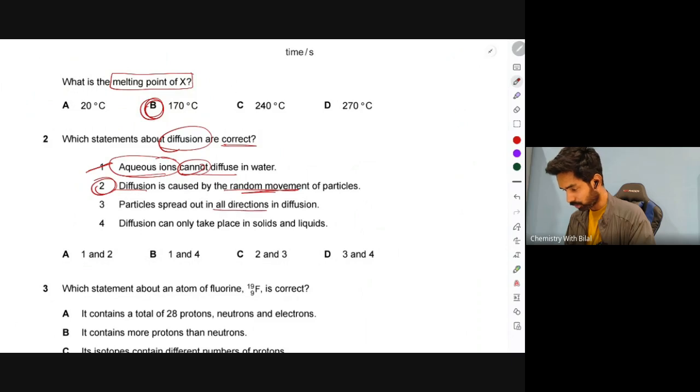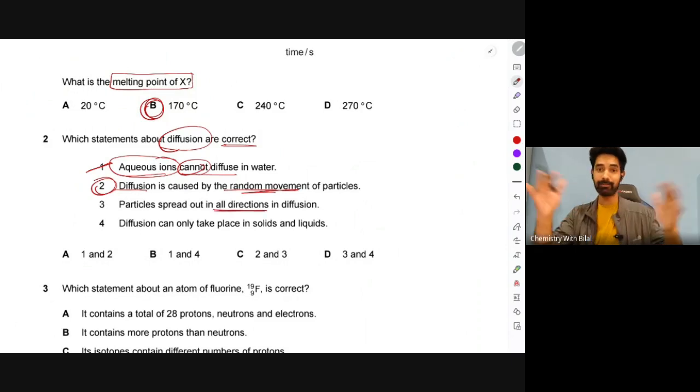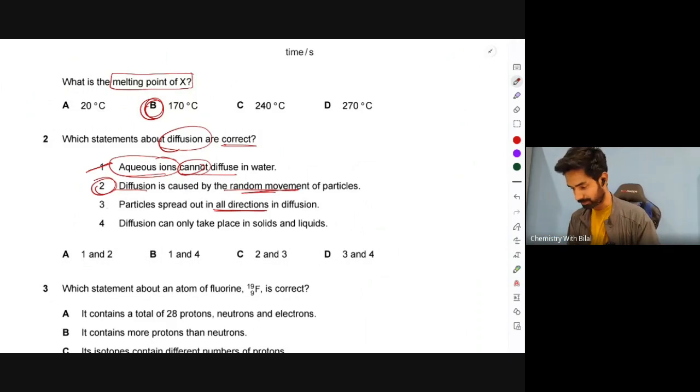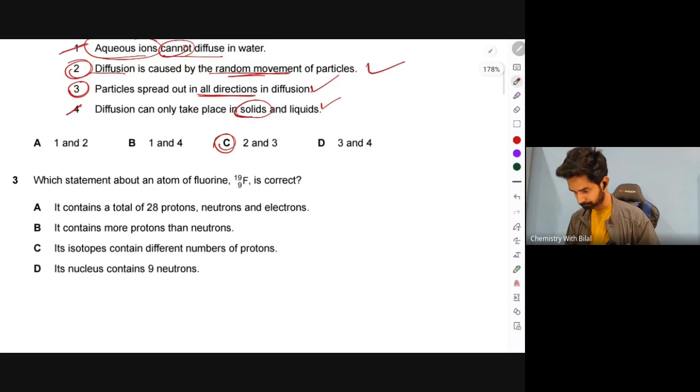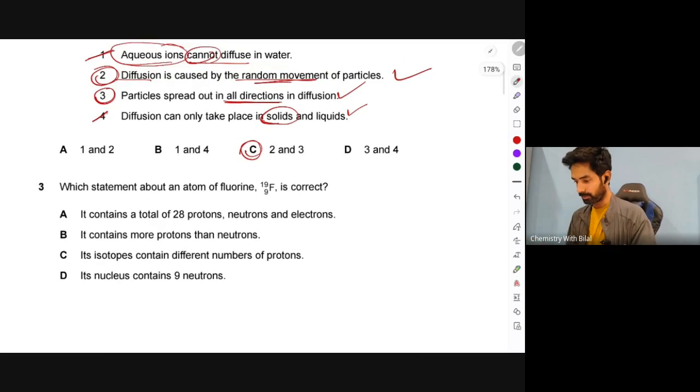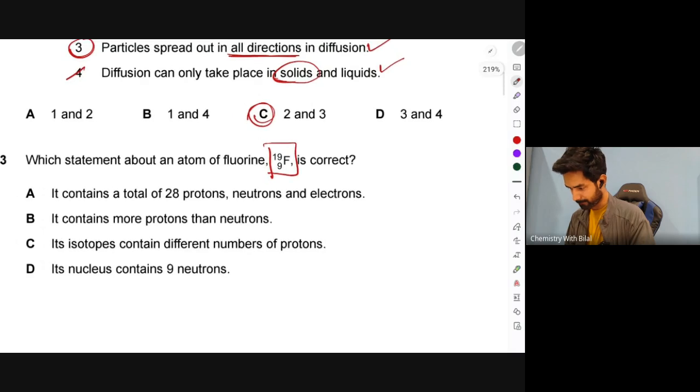Particles spread out in all directions. Yes, it's a random movement. So they spread out in all possible directions. Correct statement. Diffusion can only take place in solids. Diffusion doesn't happen in solid. It happens in liquid and in gases, but it happens more quickly in gases because the particles in gas have supercharged energy.